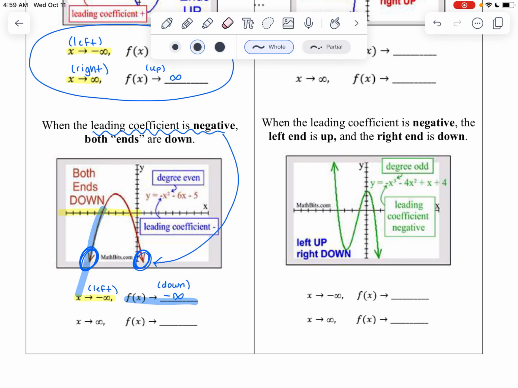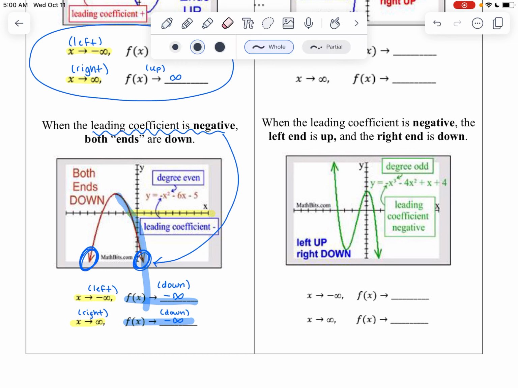Okay, now let's look at the other side. As we look to the right, as x gets more and more positive, what is this graph doing? I'm looking right, but really my graph's over here. As I look to the right side, it's also going down. So my function f of x is going down towards negative infinity as we look to the right. So as x approaches infinity, f of x approaches negative infinity.